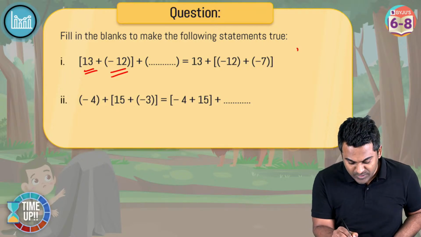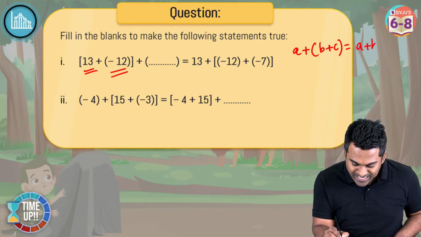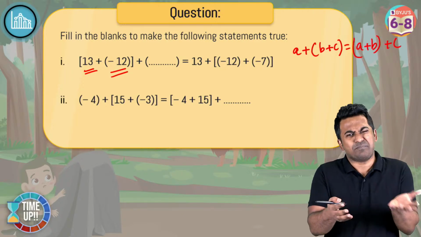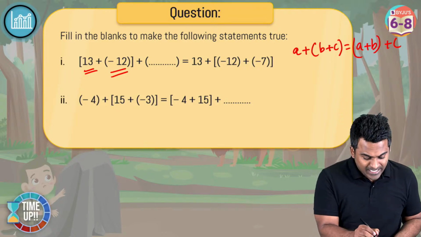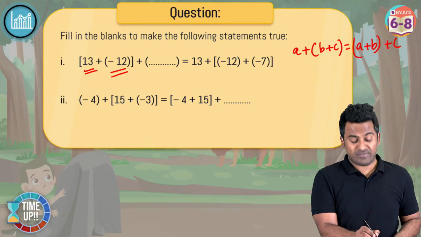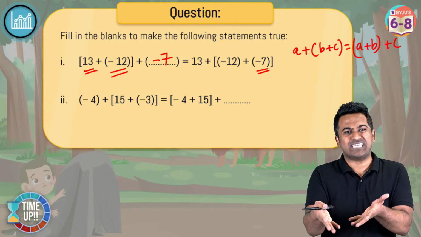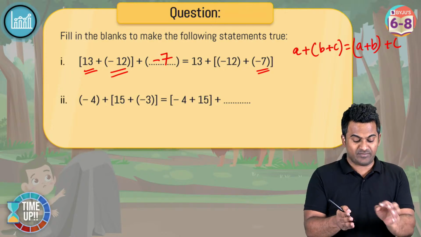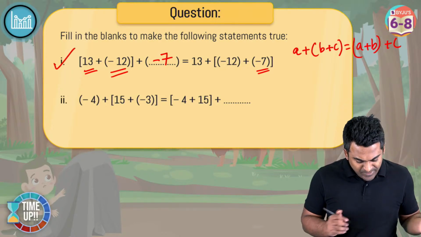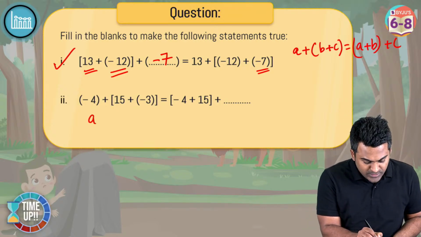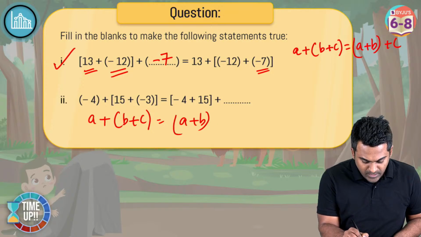Associative property, right? Because A plus B plus C is going to be equal to A plus B plus C. So it doesn't matter in what order you associate the numbers. The result is going to be the same. Like here, we put 13 and minus 12 inside the bracket. And obviously it should be minus 7, which is out. And on the right hand side of the equation, we've combined minus 12 and minus 7, and 13 is left out. So this is related to the associative property. And I believe the second one is also similar, right? So this is A plus B plus C. Now this should be equal to A plus B plus C.